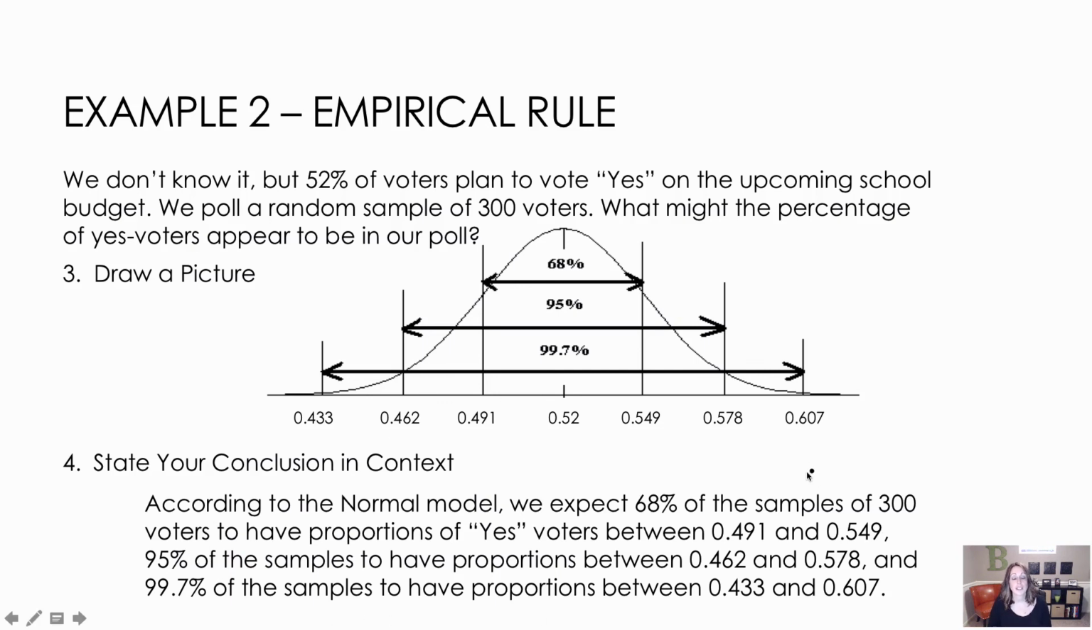Notice the way that I've phrased this. I'm not saying 68% of the time that I'm going to get this percent of voters. I'm saying 68% of the samples will have a proportion in this range, and 95% of the samples will have a proportion in this range, and 99.7% in this range. So make sure you're very careful about the way that you're phrasing it. And notice I did specify that I was talking about samples of 300.